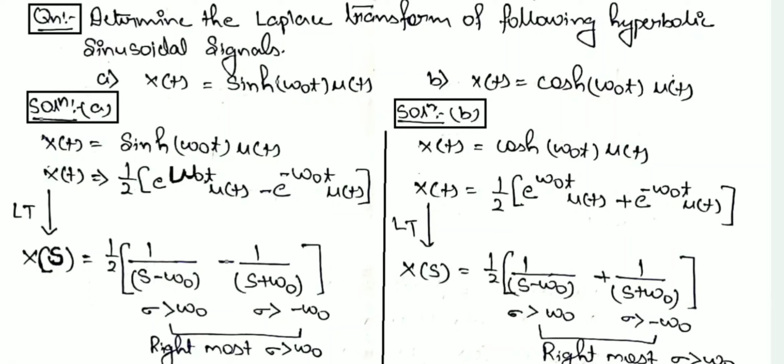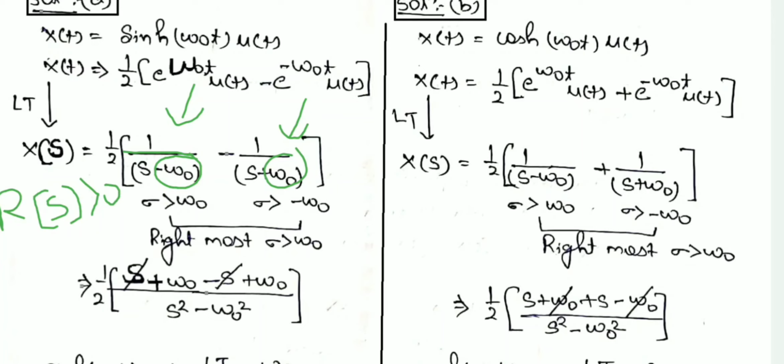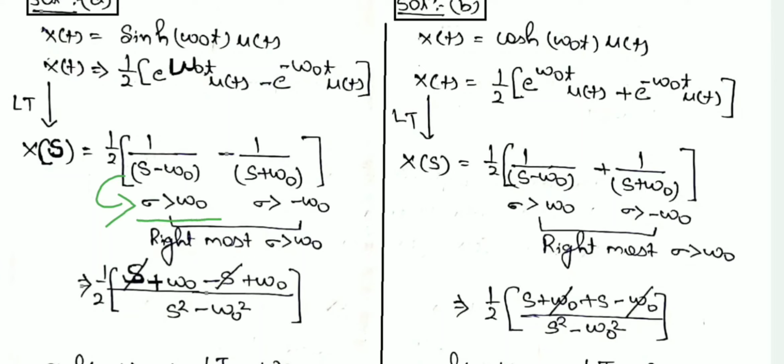When we take the Laplace transform of this signal, from the previous section, the transform becomes 1 upon s minus omega naught, and similarly here, 1 upon s plus omega naught. As omega is a real term, the ROC is the real part of s. Therefore the ROC of the first term is sigma greater than omega naught, and in the second, sigma is greater than minus omega naught.